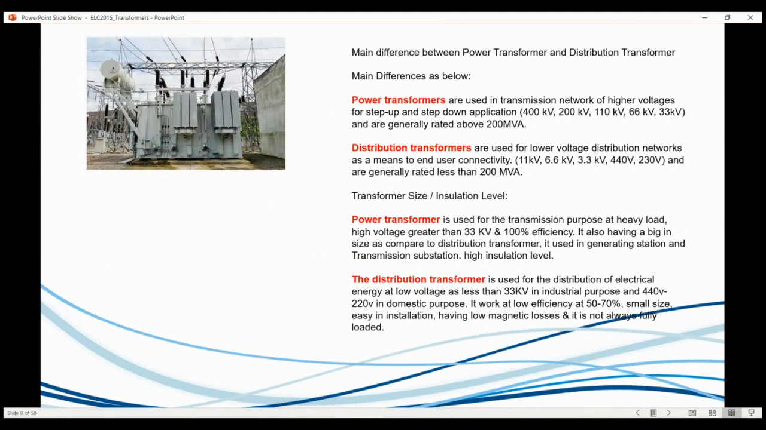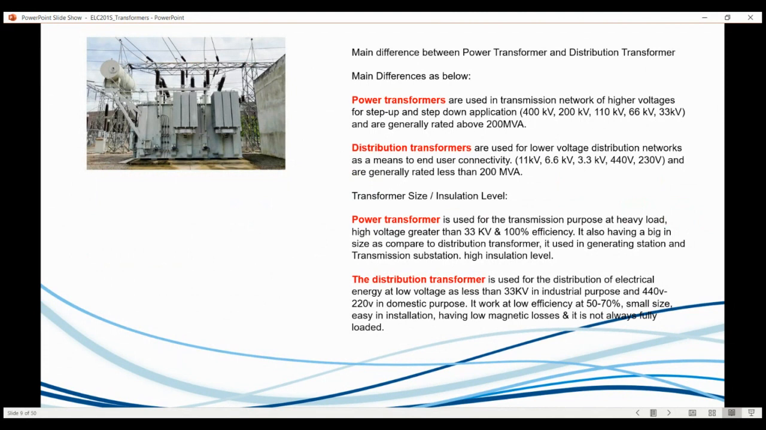And they are rated less than 200 megavolt amps. I think it's a bit more of an overkill. Power transformers are used for transmission at a heavy load. So obviously high voltage, greater than 35 kilovolts, at 100% efficiency. It also has a big size compared to distribution transformers. So it's obviously bigger, and it says it's used in generation stations and transmission substations. Yeah.